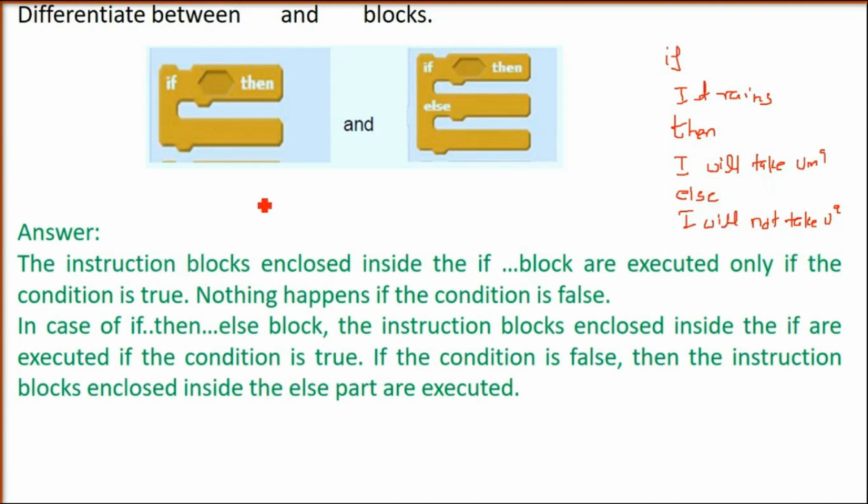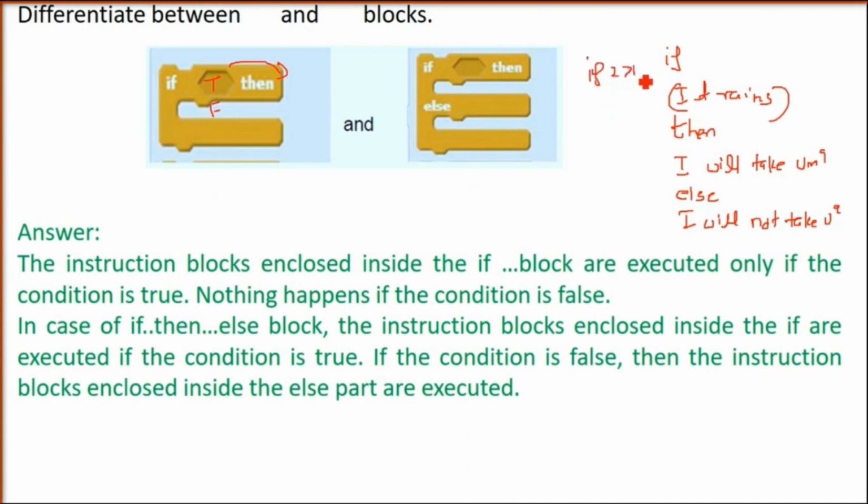The instruction blocks enclosed inside this if block are executed only if the condition is true. Nothing happens if the condition is false. No action is taken for false. In the case of an if then else block, the instruction blocks enclosed inside the if are executed if the condition is true. And if the condition becomes false, then the instruction blocks enclosed inside the else part are executed.